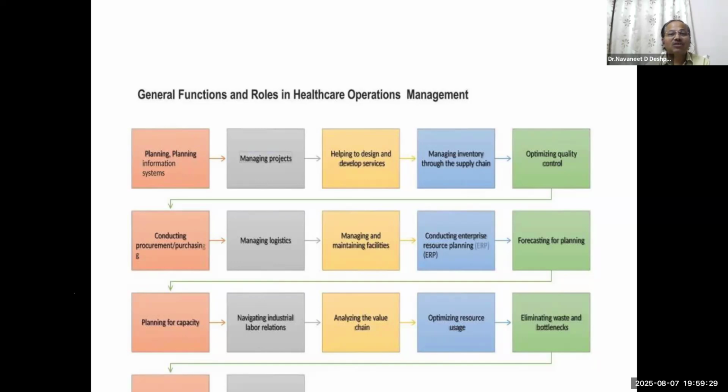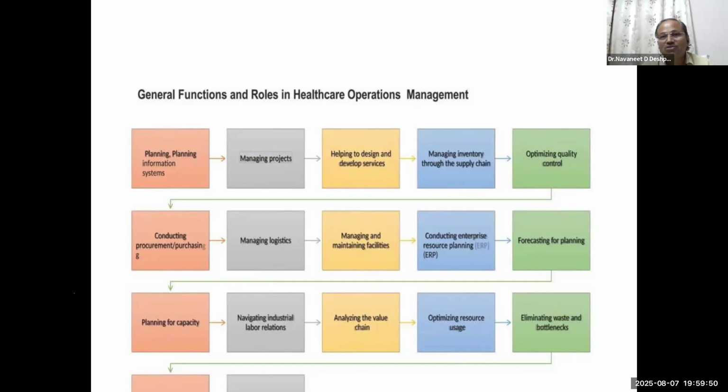Then navigating industrial labor relations, in the case of salary, ESI, PF, wages, labor, contract staff, regular staff, the entire industrial labor relations. How many days he is in probation, and how early he has to be given promotion. All those things have to be a part of this healthcare operations management.